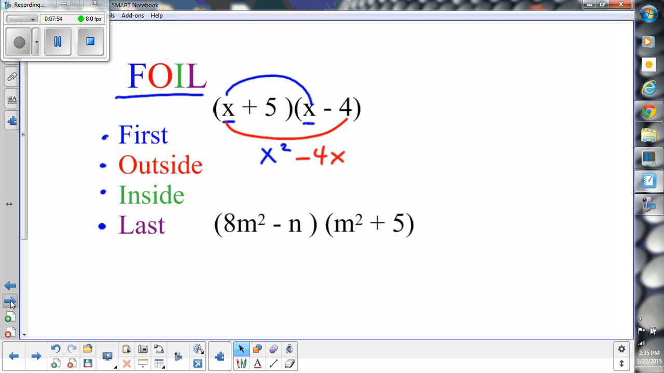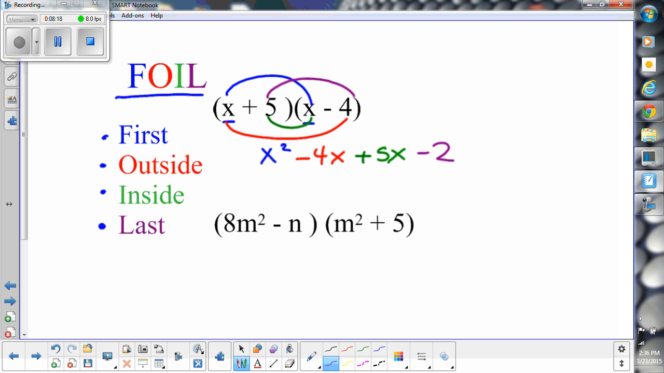The I stands for inside. That's the terms on the inside. That's the 5 and the x. 5 times x is a positive 5x. And finally, we have the last two terms. Those are the last terms of each binomial. And I'm going to use purple for that. So that's 5 times negative 4, which is negative 20.